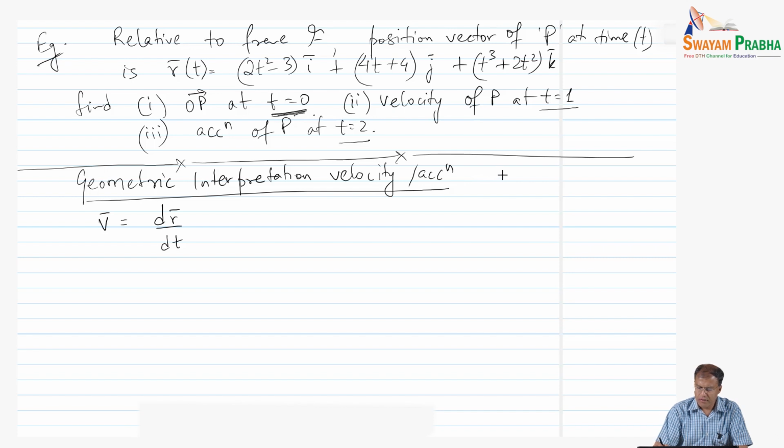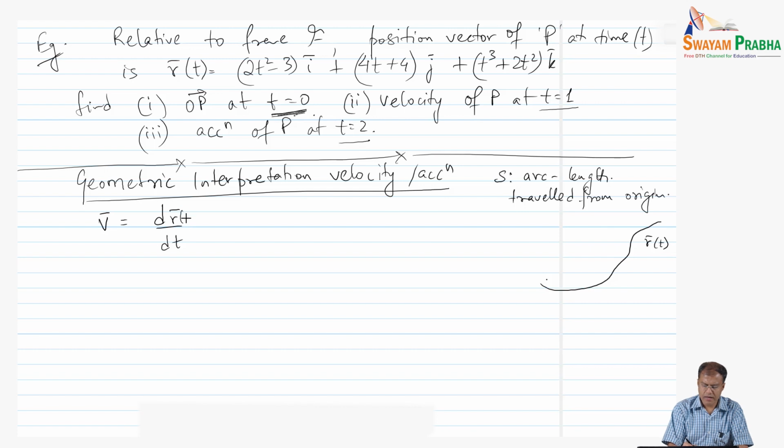Let s be the arc length traveled from the origin O. We assume that the particle is moving along a curve defined by this position vector r(t), and the distance traveled along the curve is the arc length s.